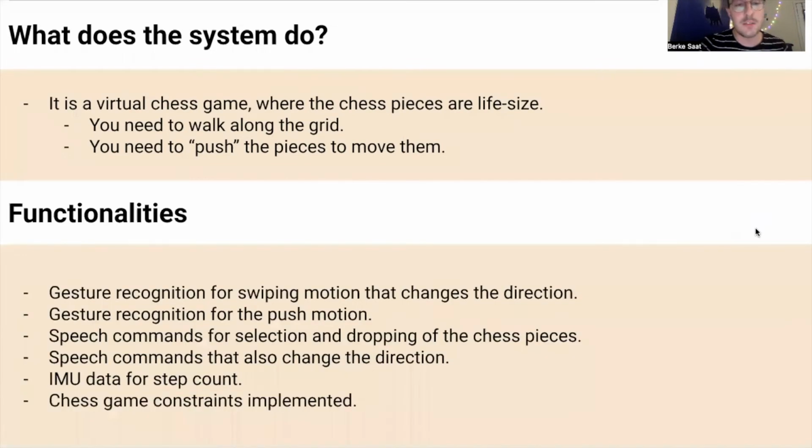So a couple of functionalities I implemented are gesture recognition for a swiping motion like this that changes the direction, gesture recognition for the push motion, speech commands for selection and dropping off the chess pieces, also speech commands that can change the direction so that you can say like "turn back" instead of doing multiple swipes, IMU data for step count, and lastly, the chess game constraints are all implemented.